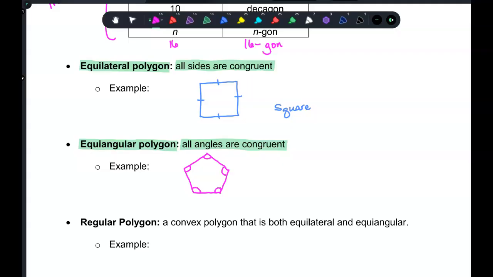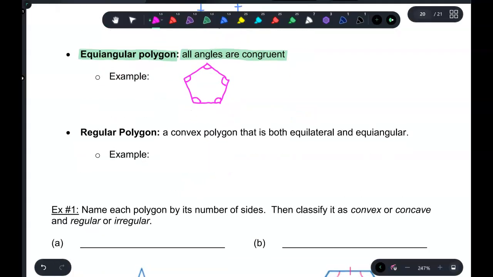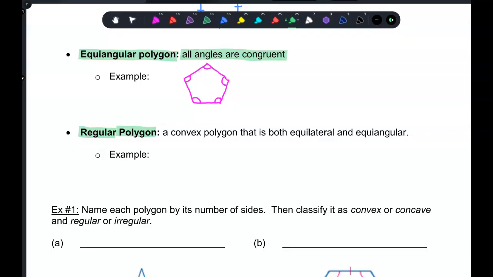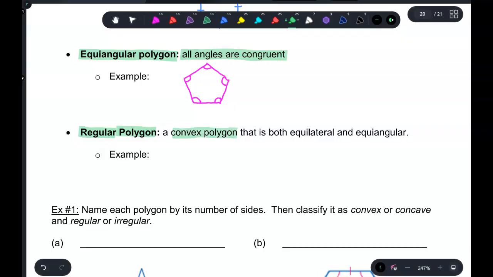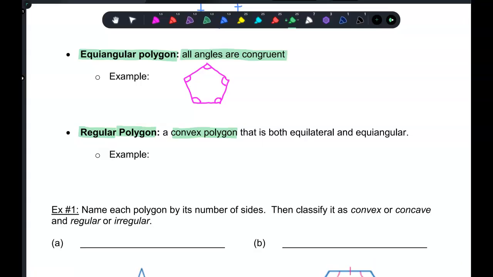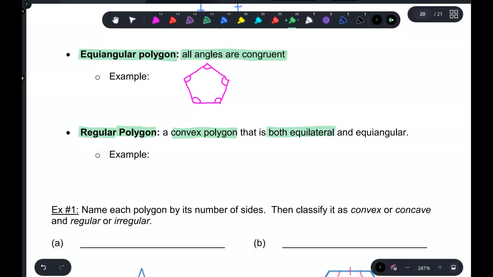All right, one more pertaining to equilateral and equiangular. If you put those two together, you have a regular polygon. So if I say regular polygon, that has 3 characteristics. First, it's got to be convex. If it's concave, if it caves inward, it's not going to be regular. So it's got to be a convex polygon that is both equilateral and equiangular.